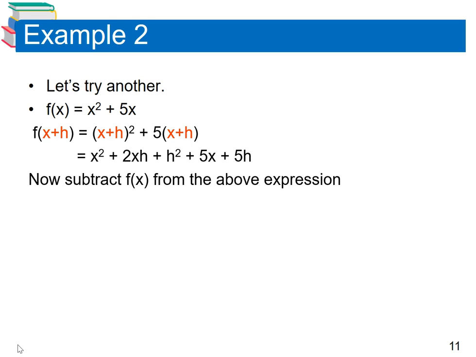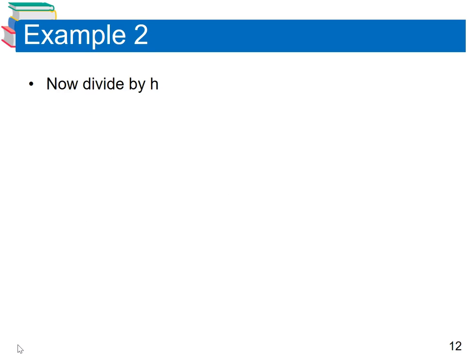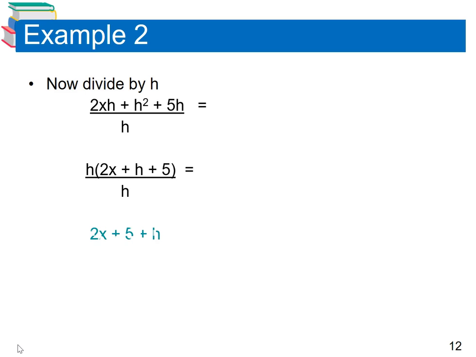Now subtract f of x from the above expression. So I'm going to subtract it. That's my new expression. I'm going to subtract the original. When I do that, the x squareds cancel, the 5x's cancel, and you're left with just those h's. Finally, I'm going to divide by h. And if I divide by h and I factor an h out of the top, there's your final answer. And that's how you do a difference quotient.